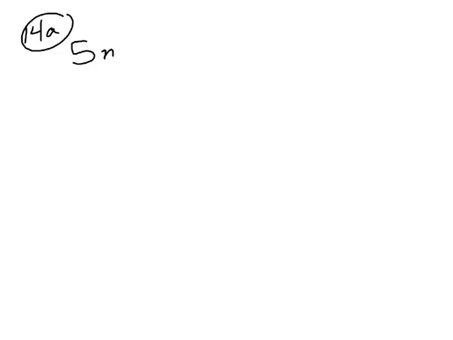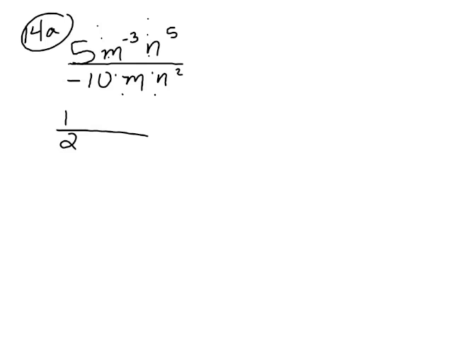Is 5m to the negative 3 n to the 5th. So you have to remember our negative exponents here. Times negative 10 m n squared. Okay, remember each of these terms is separate. So 5 over negative 10, how will that simplify down? So 5 goes into itself once and twice into 10. Then my m, remember when I have a negative exponent, you need to flip it over. So my m to the third is going to come down below.